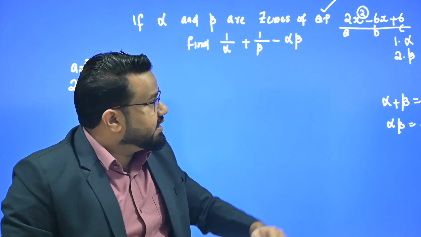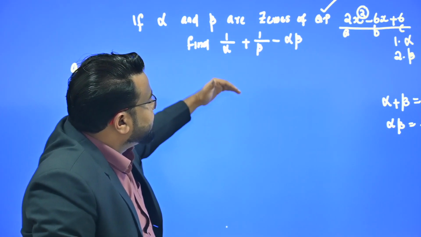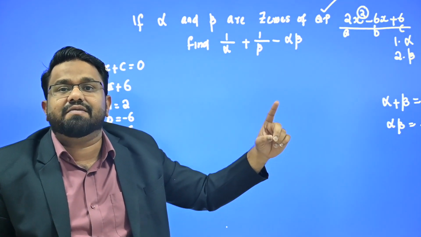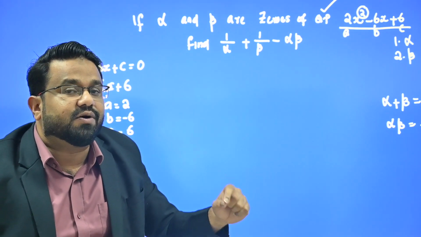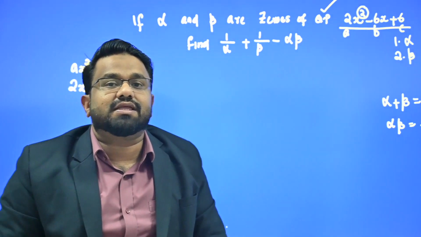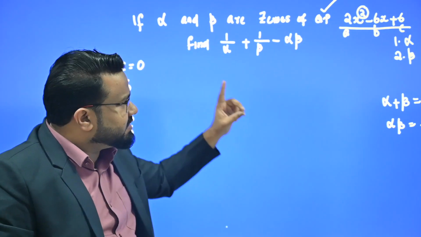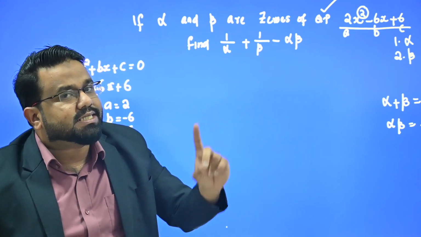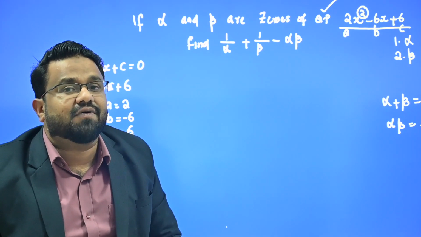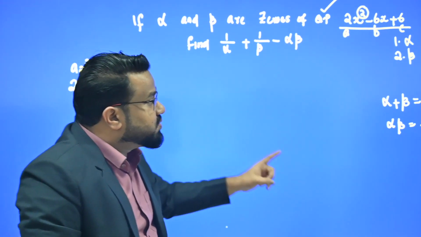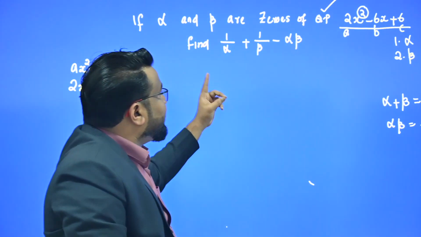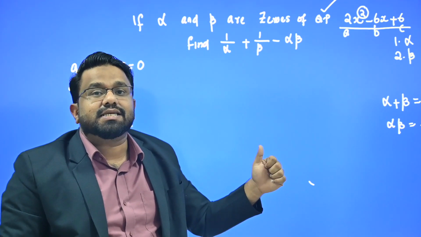Suppose some students in the examination try to find alpha and beta of the quadratic polynomial by using either splitting the middle term or the quadratic formula. But in these cases, for these types of questions, there is no need to find the values of alpha and beta. We can use this equation, and then it is very easy to find the value of 1 by alpha plus 1 by beta minus alpha into beta.